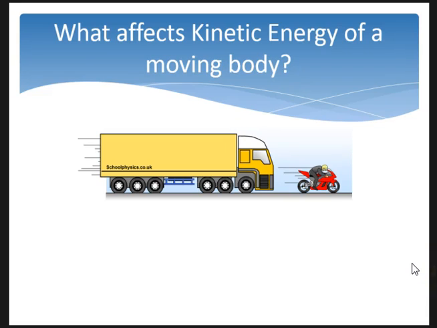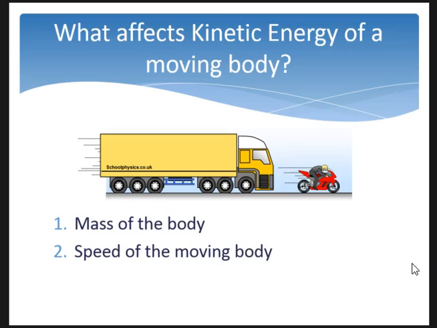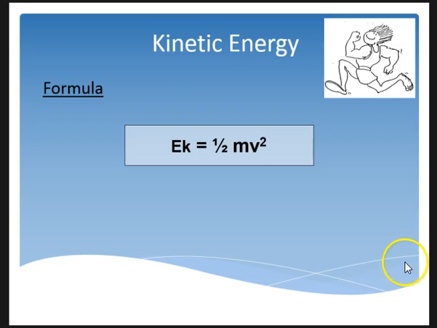So from the previous slide, we can clearly see what affects the size of kinetic energy of a moving body. First, that will be the mass of the body. And secondly, that will be the speed of the moving body itself. So knowing that now EK, or kinetic energy, depends on mass and speed of a moving object, we can now calculate the amount of kinetic energy of a moving object.